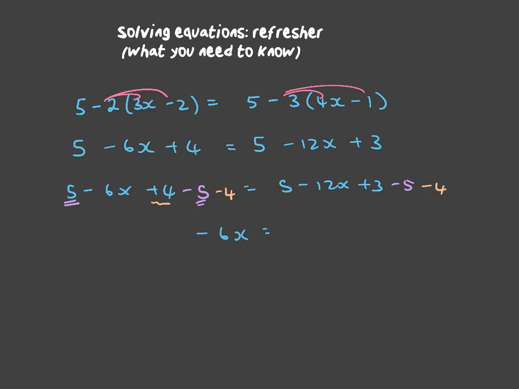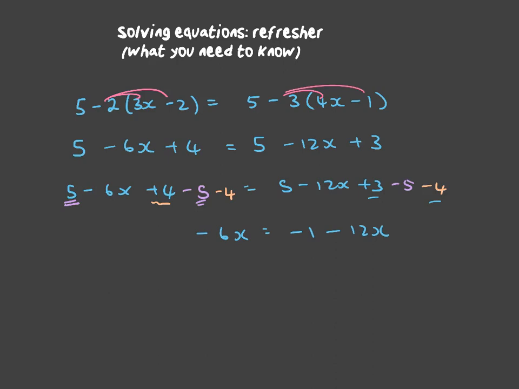And on the right-hand side, we've got 5 plus 3 is equal to 8, and 8 minus 5 is 3, and 3 minus 4 is equal to negative 1. So we've got negative 1 minus 12x.